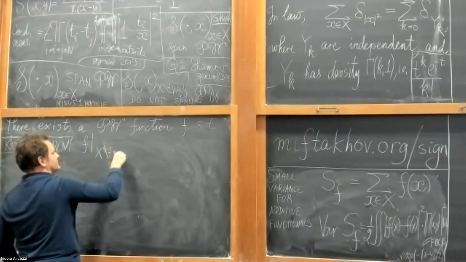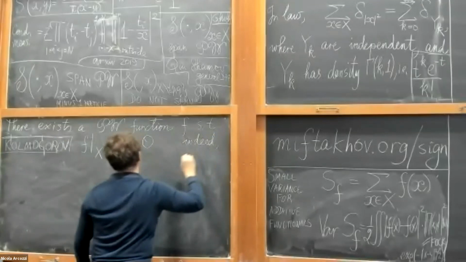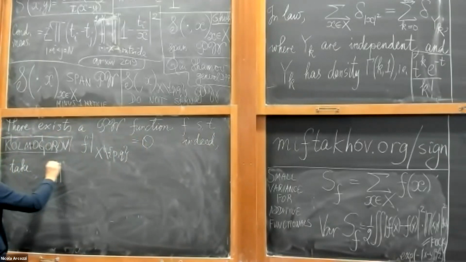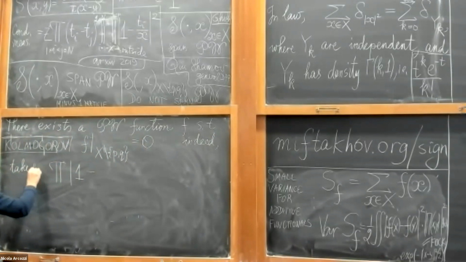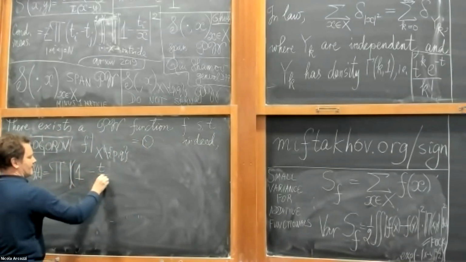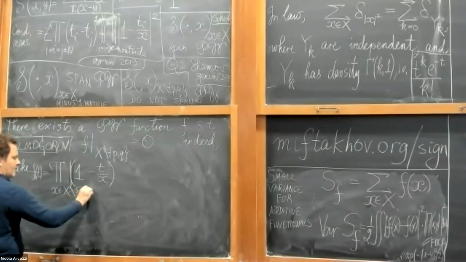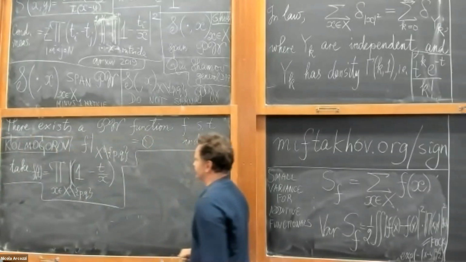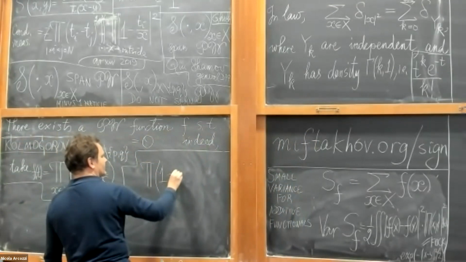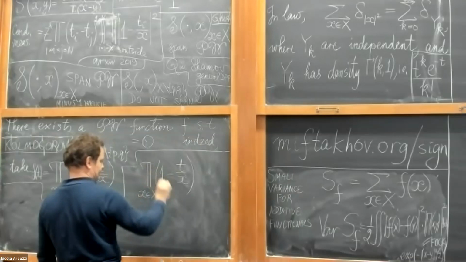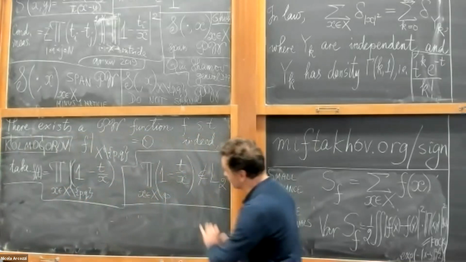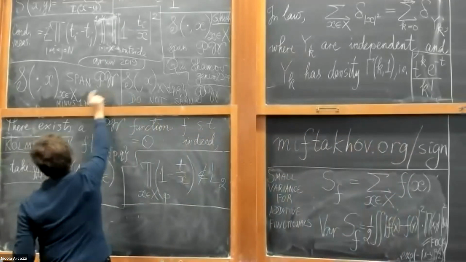Indeed, one may take f of t equals the product of one minus t over x, x in X minus p, q. And this will be a Paley-Wiener function that is annulled at these particles. On the other hand, if I take the function product of one minus t over x, x in X minus p, then this function is not in L2. There is some sort of argument which shows that this is enough. From this statement, it follows that these kind of minus one particles do not span the Paley-Wiener space.